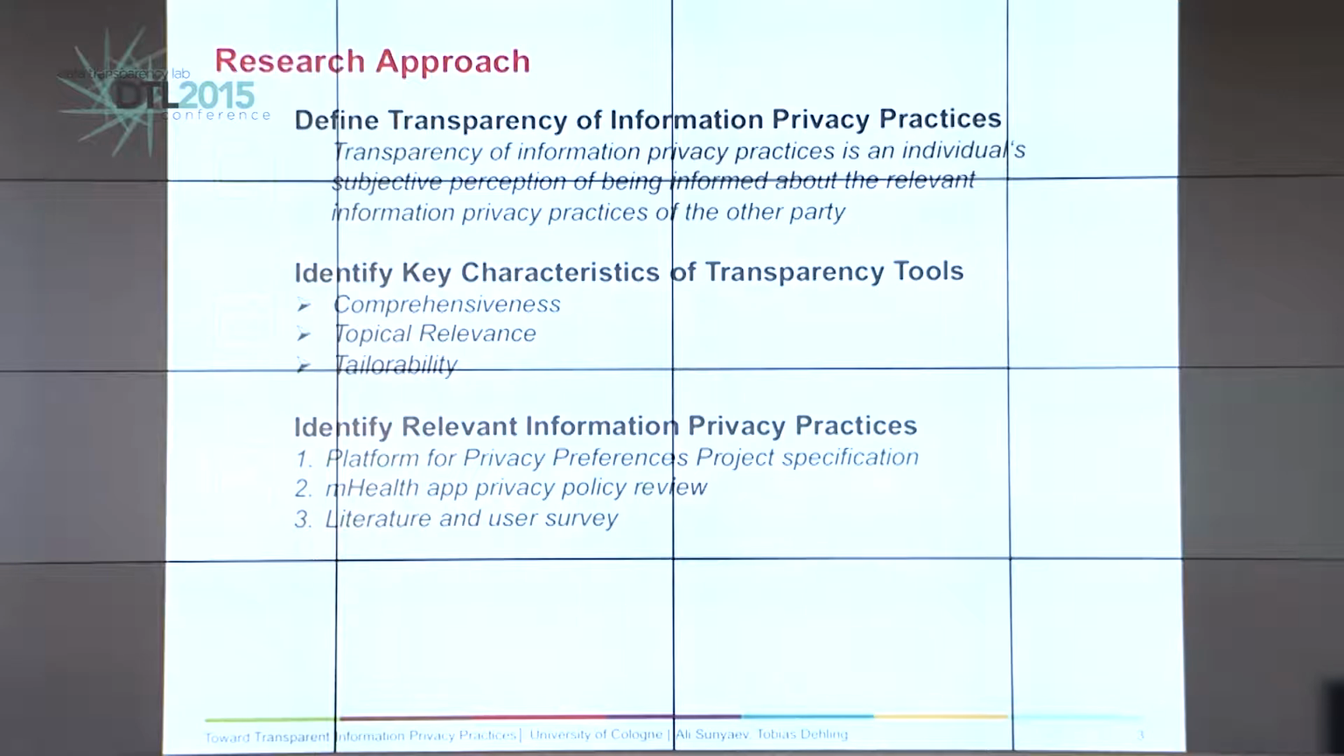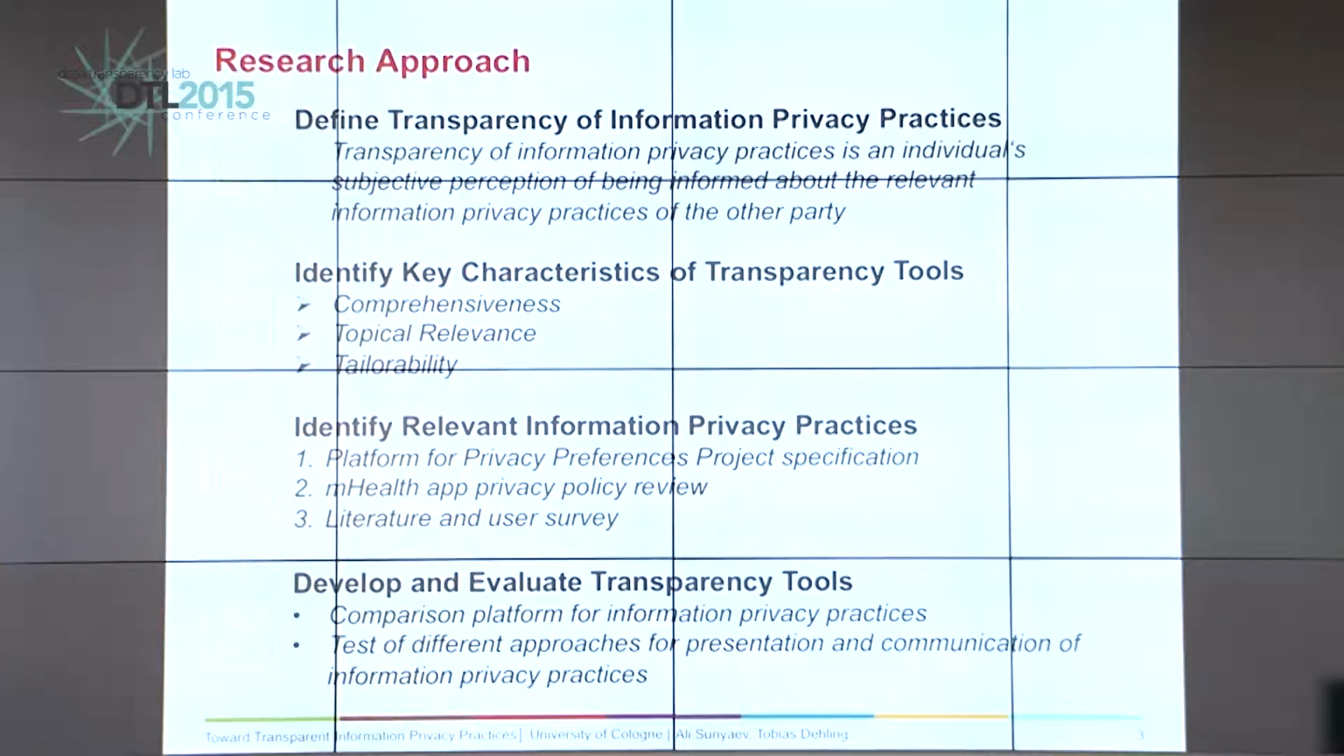So to identify what are relevant information privacy practices, we started by reviewing the P3P specification, then conducted a review of the privacy policies of ML's apps to see what's deemed relevant in practice, and we conducted a literature survey to see what's deemed relevant in research. And in future research, we are going to also conduct a user survey to directly incorporate the user perspective into the results. And then we will go ahead and actually develop and test transparency tools.